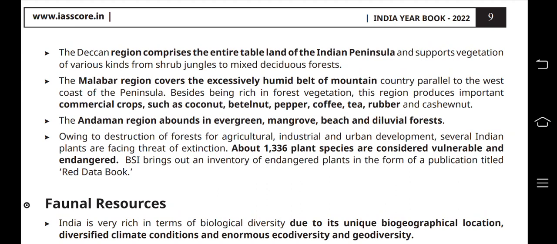Owing to destruction of forests for agriculture, industrial and urban development, several Indian plants are facing the threat of extinction. About 1336 plant species are considered vulnerable and endangered. BSI, the Botanical Survey of India, brings out an inventory of endangered plants in the form of a publication titled Red Data Book.